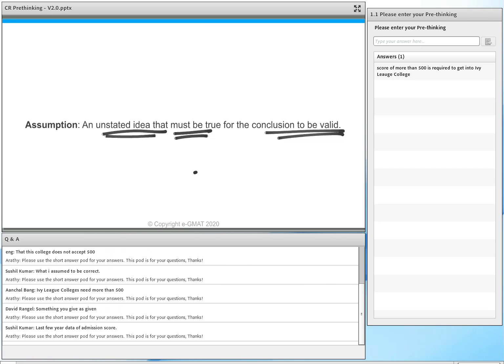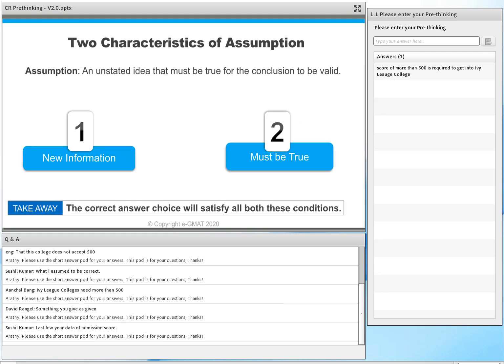And in good official arguments, the author justifies his conclusions with facts. But while doing that, he doesn't list a certain set of facts over there. And those facts that are required for that conclusion to be true are what we call assumptions. Okay, the prior case was one such example. So a good assumption has two characteristics.